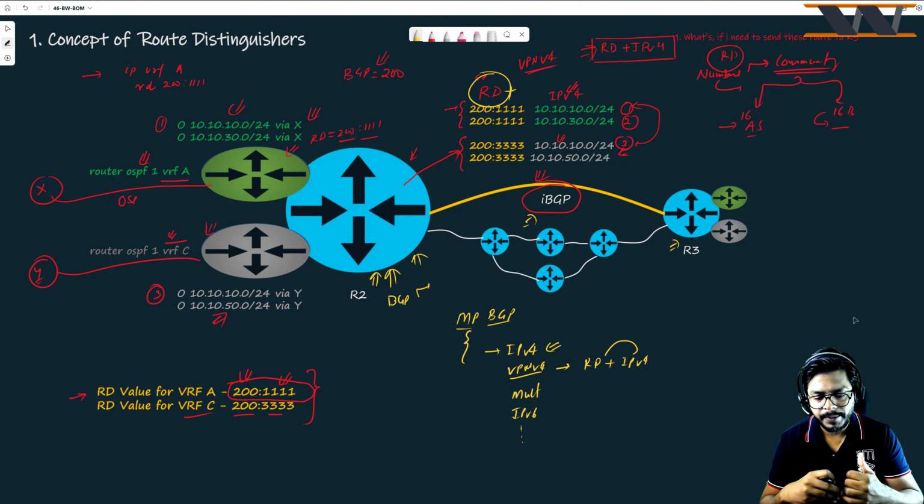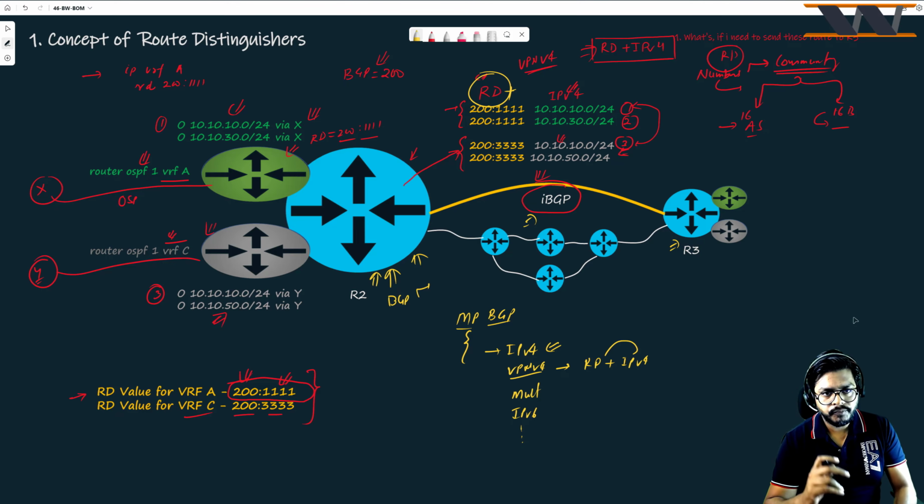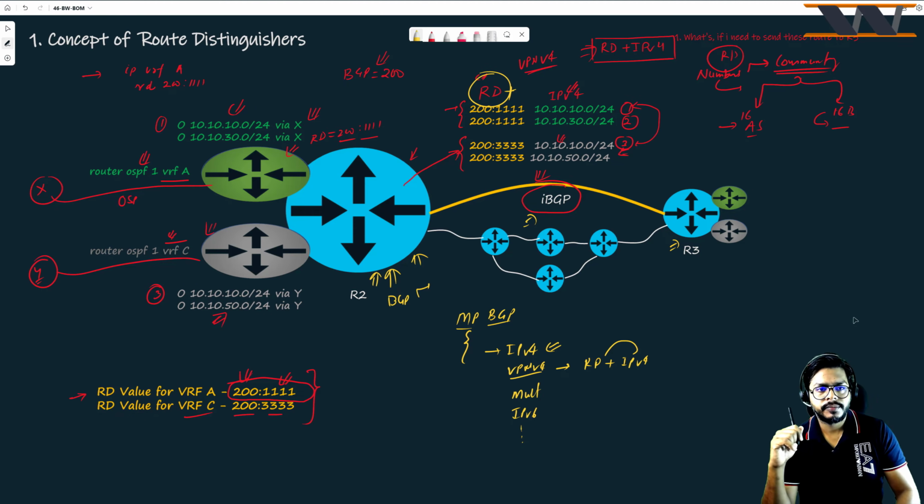Okay, Mr. Prashant? Yes, I have one more question. Here you said that we have multi-protocol BGP. Is there any other protocol which can carry different VRF routes from one source to destination apart from MPBGP? I don't see any other protocol like OSPF. I think OSPF doesn't take that.